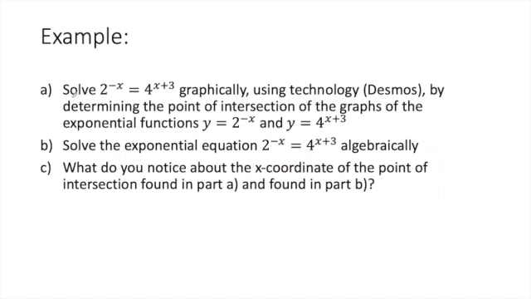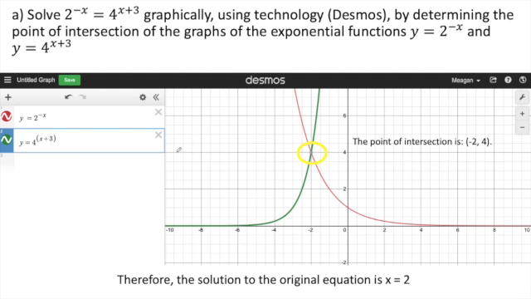Okay. So I want you to solve 2 to the exponent negative x equals 4 to the exponent x plus 3 graphically. Okay, then we're going to solve that equation algebraically, and then we're going to figure out what we notice about something that's similar. Okay, so I'm going to show you how to use Desmos to do this graphically.